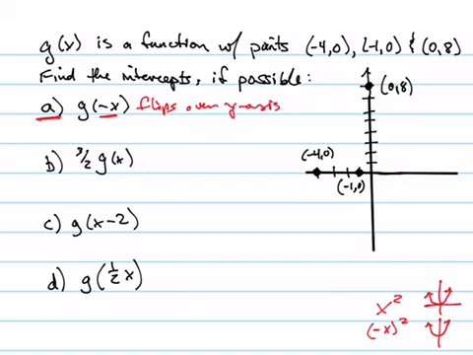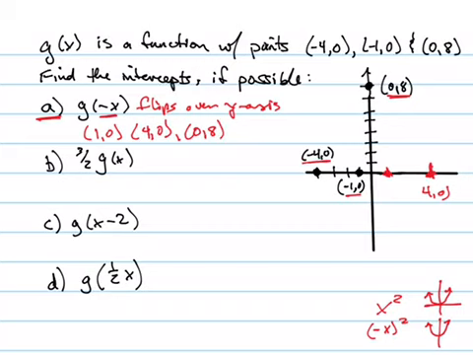which means this point right here turns into 4, 0. This point right here turns into 1, 0 because it flips over the axis. And this point right here doesn't do anything, 0, 8, because it doesn't have anywhere to flip. So your intercepts would be 1, 0, 4, 0, and 0, 8.